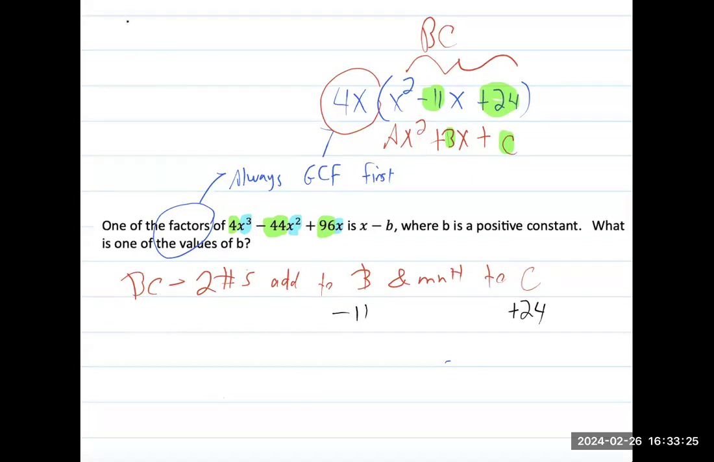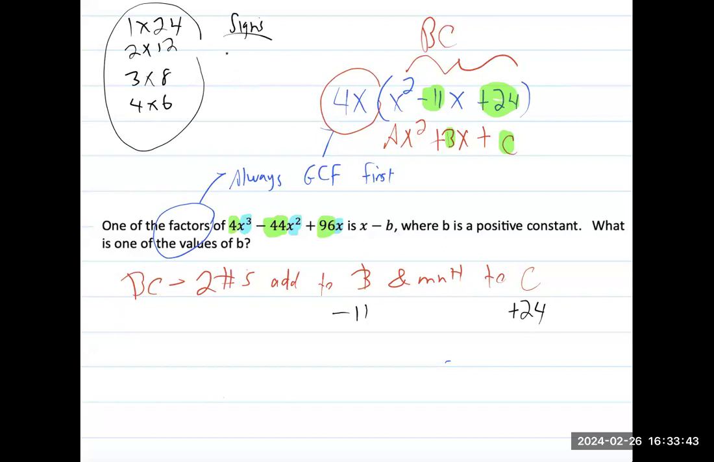So what numbers multiply to 24? Well, we can divide it by 1, we can divide it by 2, we can divide it by 3, we can divide it by 4, and so these are the combinations of integers that multiply to 24. But now let's talk about the signs, because they multiply to a positive, which means they have the same sign. A positive times a positive or a negative times a negative, they're both going to multiply to a positive. And in addition, they add up to a negative.